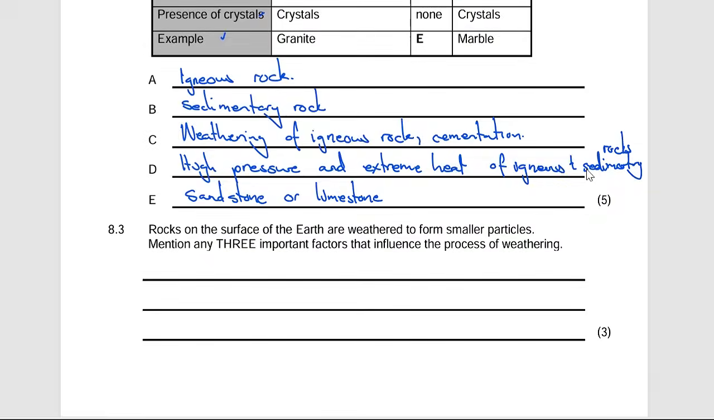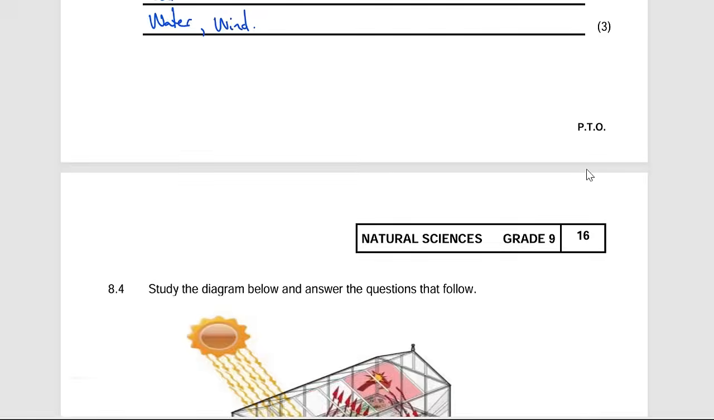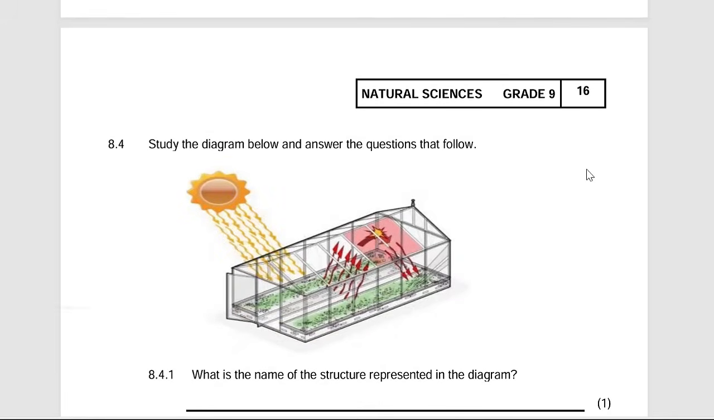Okay, then I'll proceed to 8.3. Rocks on the surface of the earth are weathered to form smaller particles. Mention any three important factors that influence the process of weathering, right? So now we've got heat. Heat is an example, so temperature, heat or cold. It can be water, it can also be wind. So these are three important factors, so you can choose any three from these that can influence the process of weathering.